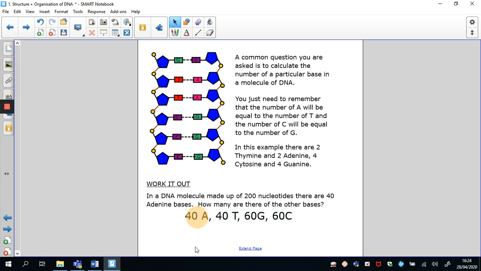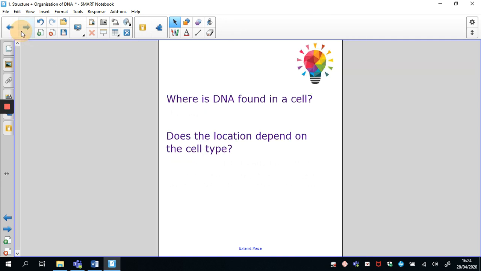Okay, so if there's 40 adenine, there must be 40 thymine because they've got to be the same. Now that adds up to 80, which if you've got 200 nucleotides in total, that means there's 120 left, and they've got to be split evenly between the G's and the C's. Okay, so bear that in mind when we come to try some questions on this topic.